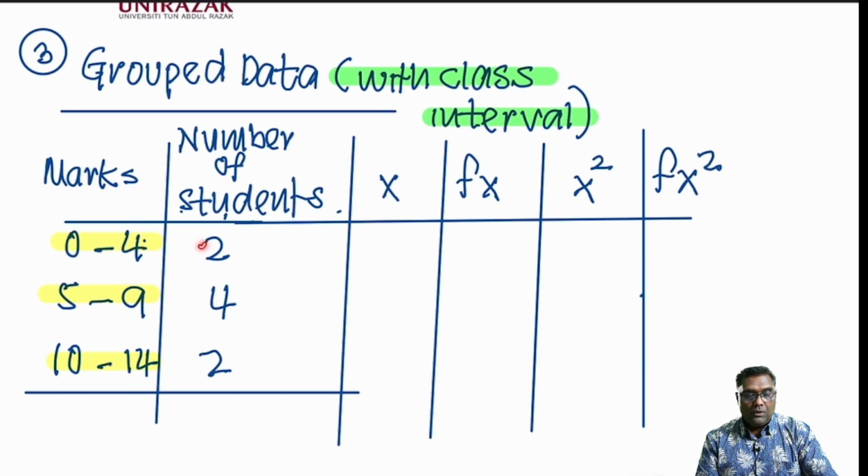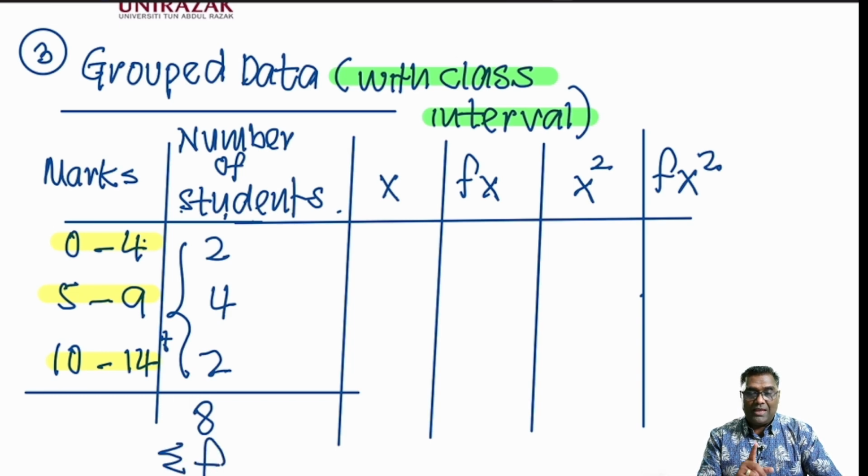0 to 4, 2 students. 5 to 9, 4 students. 10 to 14, 2 students. So when I total this up, this is going to be 8. This is what we call sum of F, because the number of students represent F.